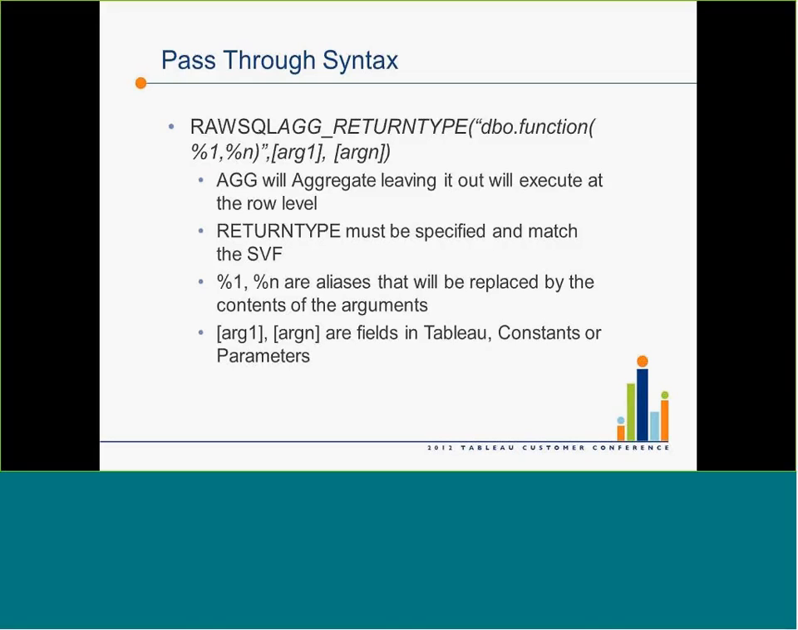So dbo.name of function, %1, comma, %n. Again, these will scale out as we have region, product container, date of sale, like additional multi-value inputs. And then we have argument 1 to argument n. Again, that would represent regions, etc., like we talked about earlier. So let's talk about each one of these pieces in depth.